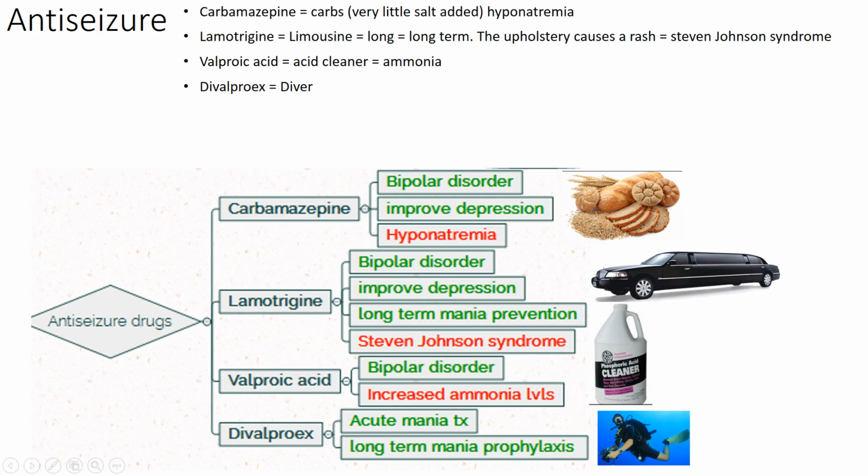So carbamazepine kind of sounds like carbs. So here's our carbs, and it also kind of makes you think of cars as well. It's a carb, but this is the limousine, or lamotrigine. Here's the limousine, and also our valproic acid. So one notable thing about valproic acid is that it causes increased ammonia levels, and I think of ammonia, I think of cleaning, so I think of acid, also used to clean. Here's a phosphoric acid cleaner. This is an acid cleaner, and you can also use ammonia cleaner. So tie in your brain valproic acid with increased ammonia levels.